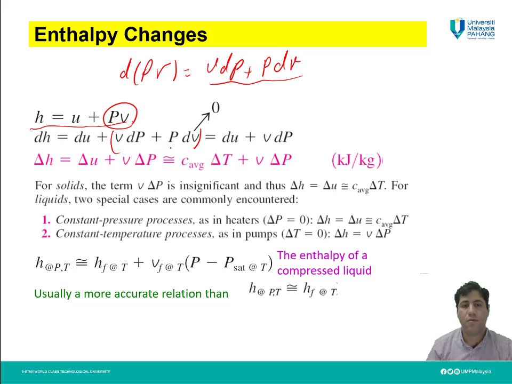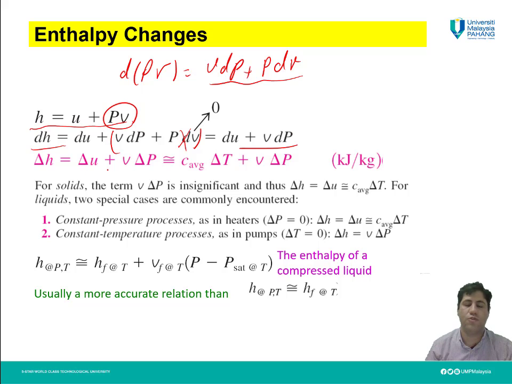And as you know, for these incompressible substances, we don't have a change in the volume of the substance during a process. Then dV will be equal to 0, and this term will be 0. Then dH will be equal to dU plus V dP.